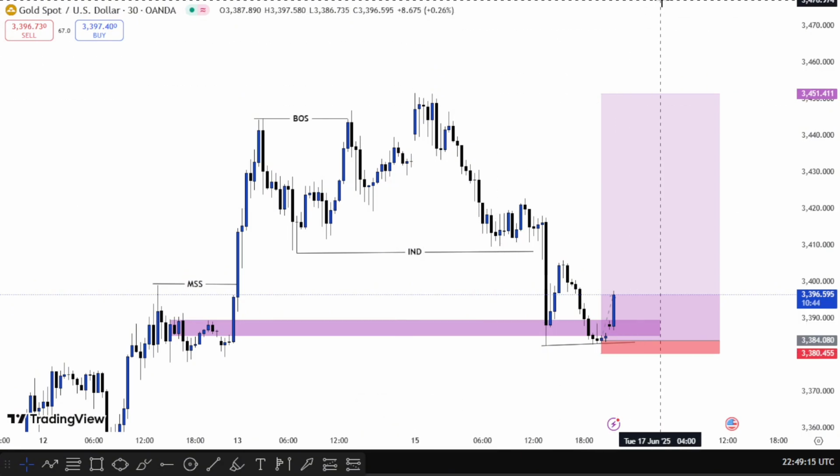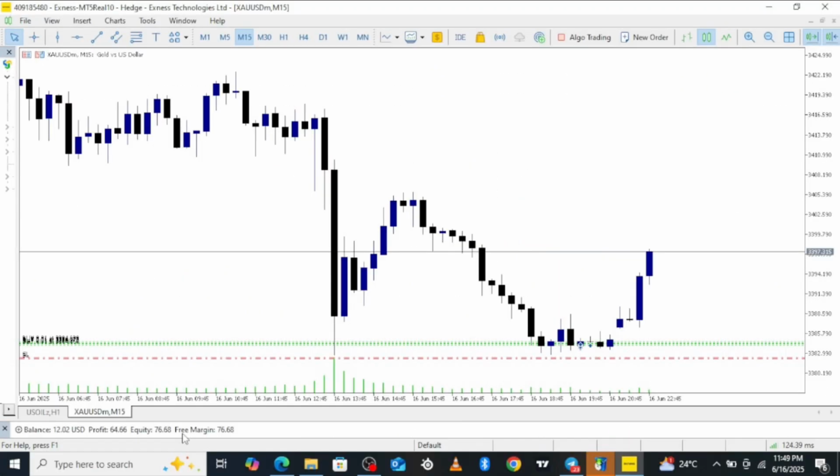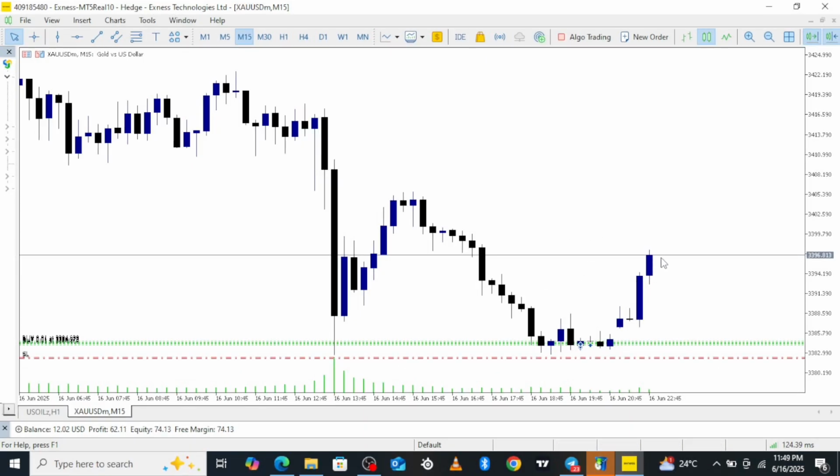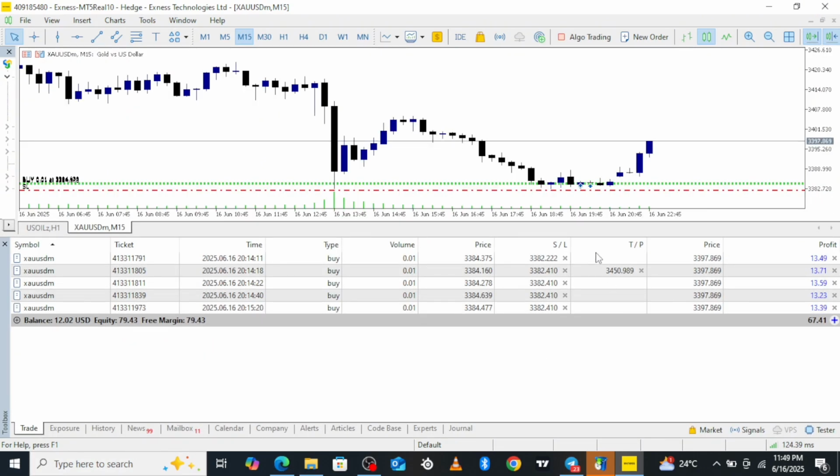So now guys, let me take you to my MetaTrader 5. Right now you can clearly see that we are running in profit, and profit is 60 something. Our total equity is coming to 70 something dollars. Everything is just fine. It's just a simple strategy. You too can actually do this. You can see that we are running in profit.